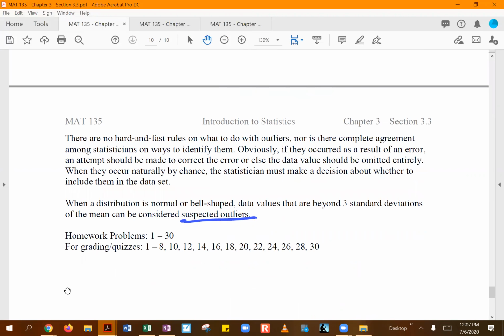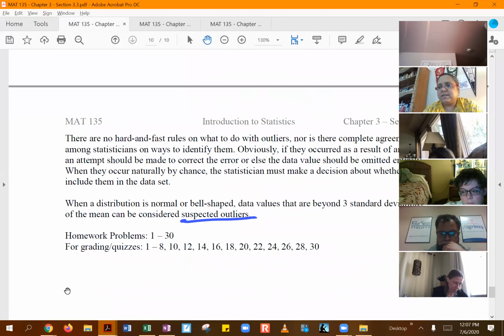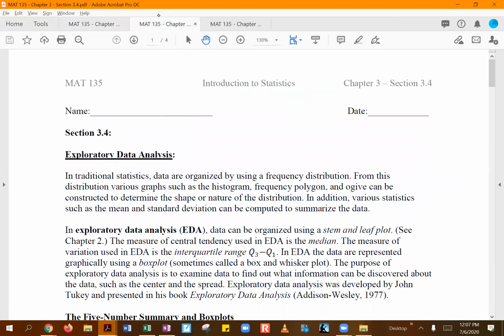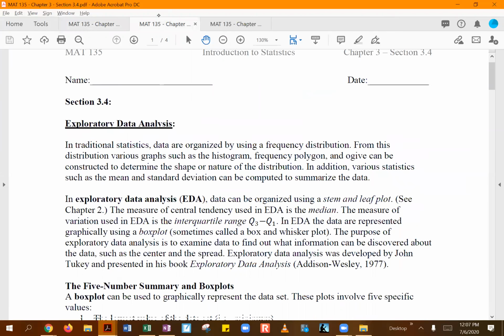Okay, any questions on this example over here? You guys okay? Yeah? Okay, very good. So that brings us to the last section for chapter 3, which is section 3.4, where of course we're talking about the exploratory data analysis.